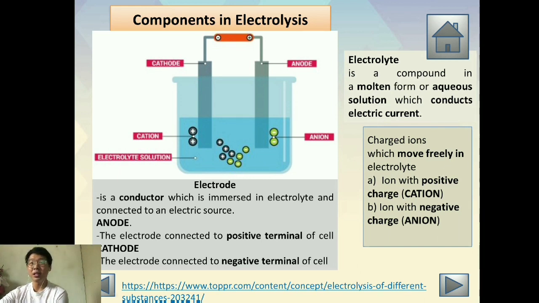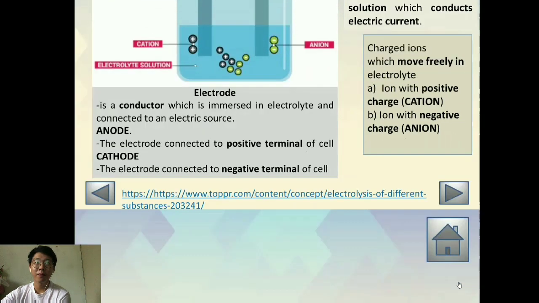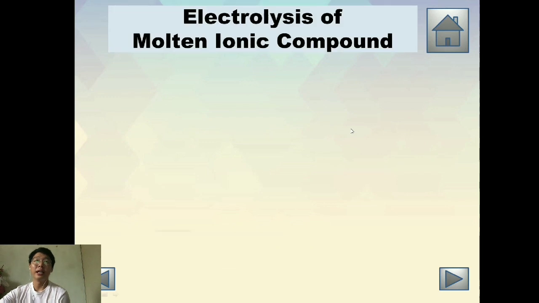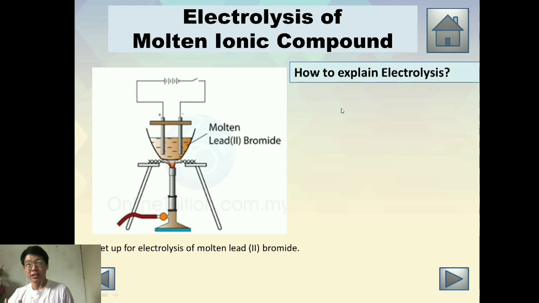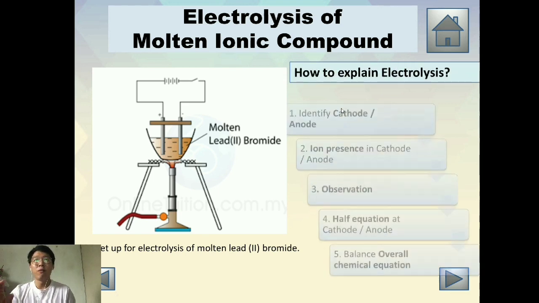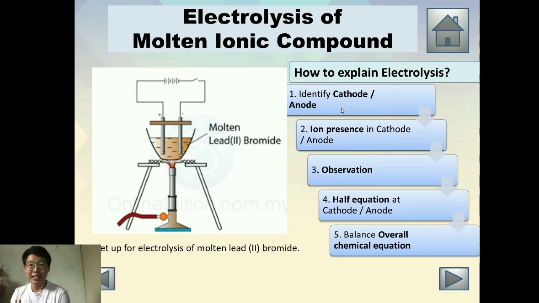Here we go for the next slide. Okay, this is an example of the electrolysis of a molten ionic compound. First, how can we explain this electrolysis? First, I need to identify the cathode and anode, and next we need to identify what ion will be present at the cathode and also the anode.